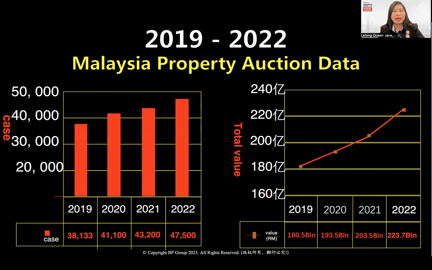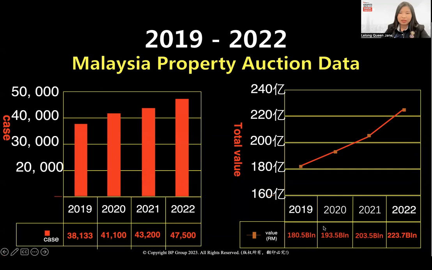We can easily get a loan from the bank, and when the borrower cannot afford to pay back the bank, there will be an auction. If, let's say, more than 6 months the borrower cannot pay back the installment, the bank will take the property for being auctioned in public.